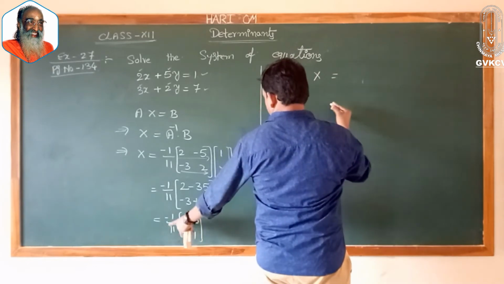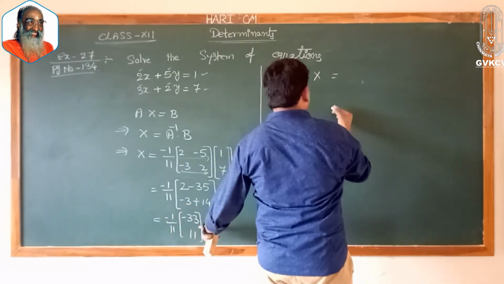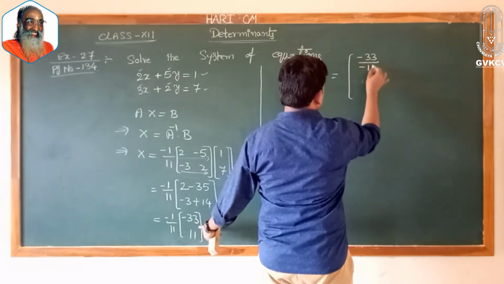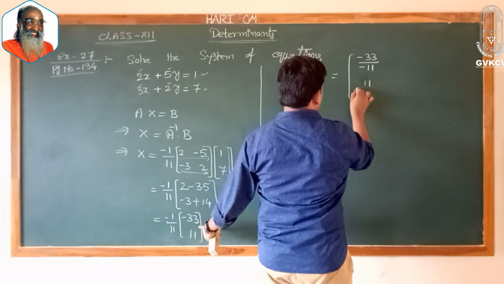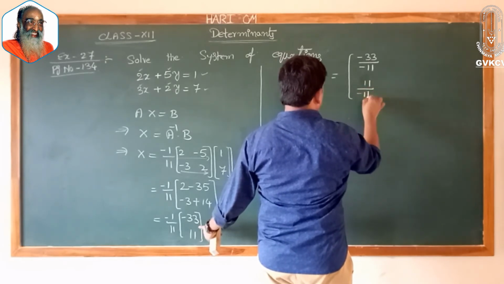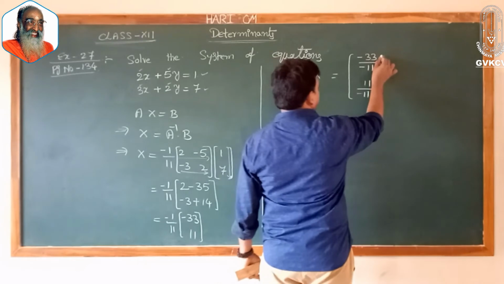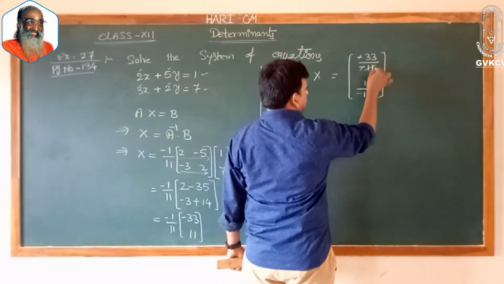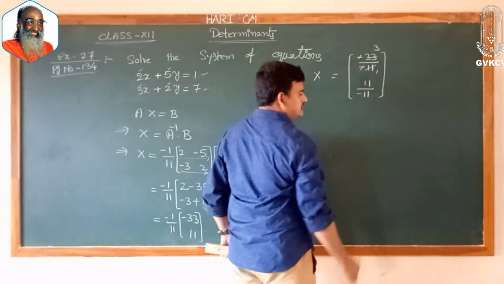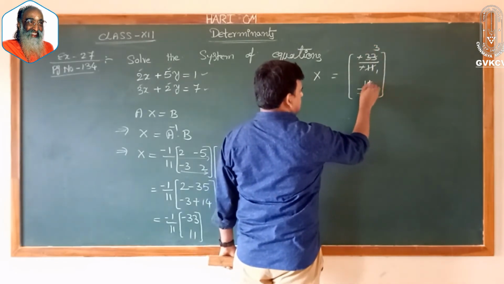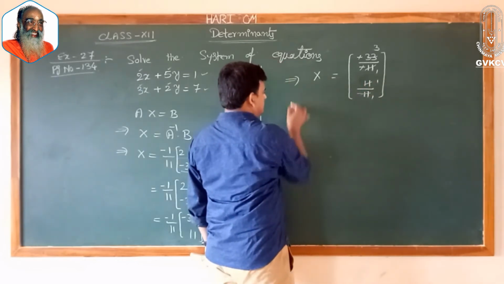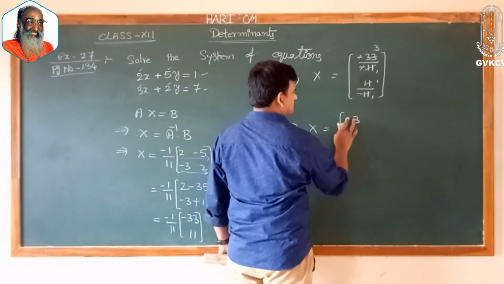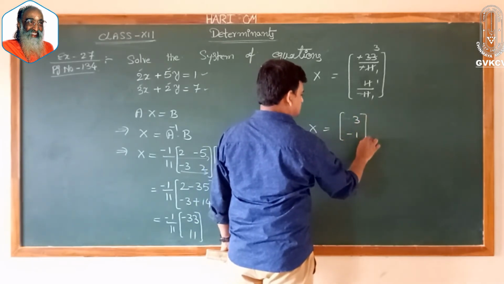Next, x is equal to this -1 by 11, we multiply inside, which means -33 by -11, 11 by -11. This can be multiplied. When we multiply these, the minus signs cancel, 11 ones are 11, 11 threes are 33, 11 ones are 11. Finally, we have x is equal to 3 and -1.